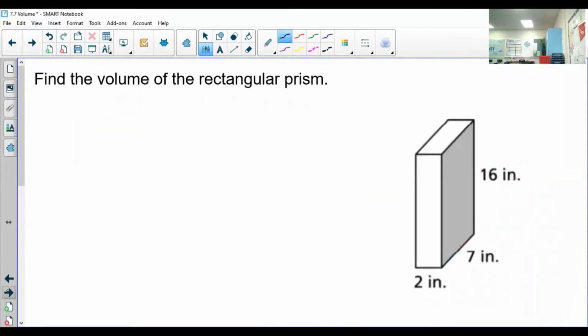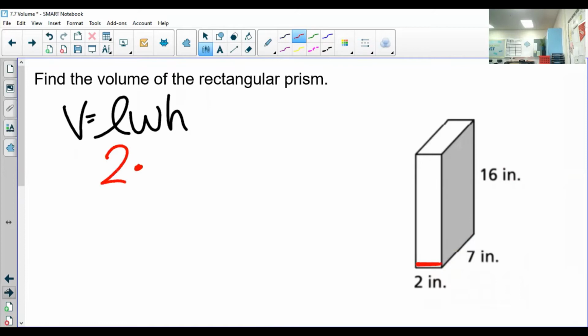So let's start with an example, okay? Here is my prism. I'm going to write down the formula, length times width times height, okay? Then my length is 2 times my width, which is 7, times the height, which is how tall it is, which is 16. Now, think about this. We're multiplying all three numbers together. And I know multiplication is commutative, meaning I can switch the order and I'm going to get the same answer. So is it okay if I would have put one of these in the wrong spot by accident? Yes, that doesn't matter, okay? You just put them in there and then we start to multiply.